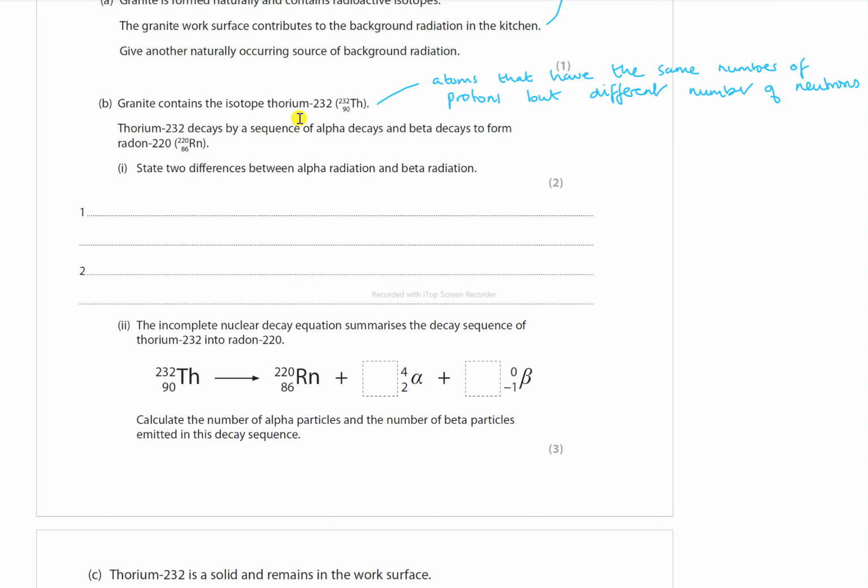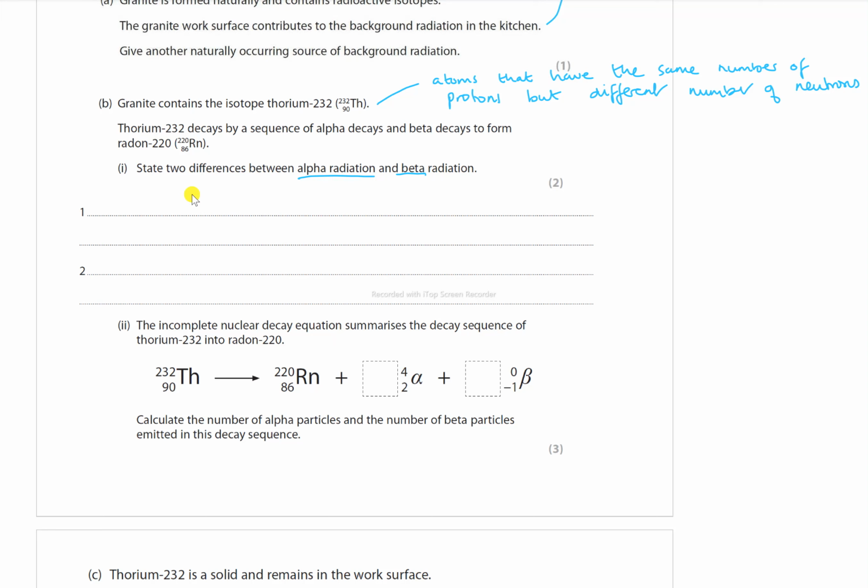Thorium-232 decays by a sequence of alpha decays and beta decays to form radon-220. State two differences between alpha and beta. Oh, right. Beta radiation is an electron. Alpha radiation is a helium atom or helium nucleus.